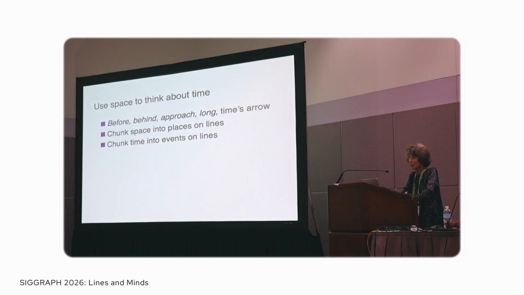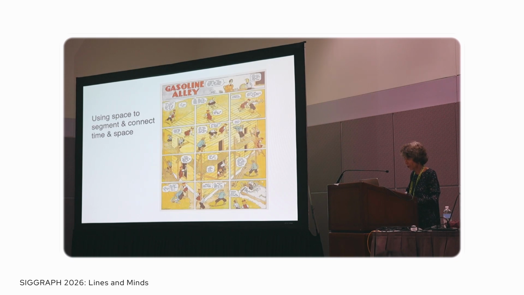Okay, we use space to think about time. We talk about an event being before another. We talk about our troubles being behind us, we hope. We talk about approaching holidays, long time, time's arrow. So all the ways we talk about space are used to talk about time. Again, this is the work of other people. And both of them we tend to chunk. We chunk space into places on lines, and we chunk time into events on lines. And then we use that, I'm getting into Scott's territory.